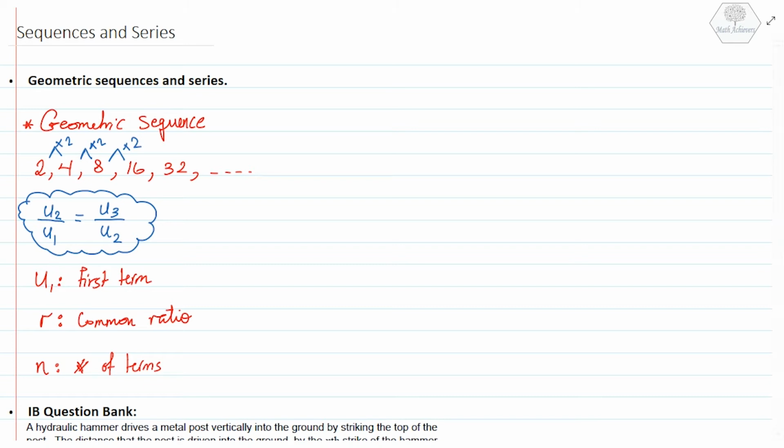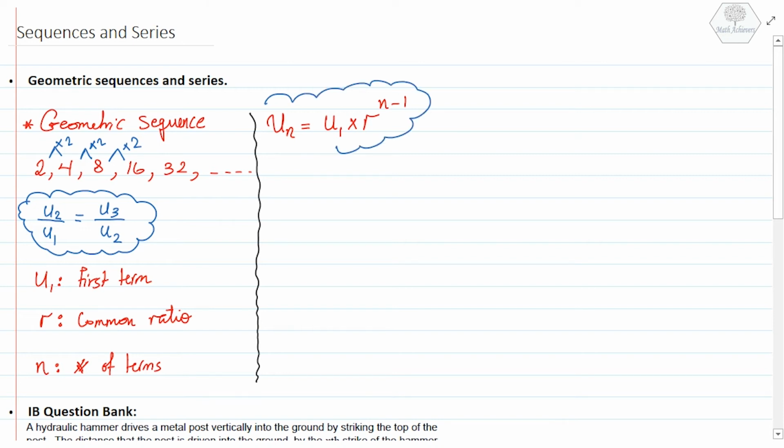Now, to find any term N in a geometric sequence, we use Un is equal to U1 times R, which is the common ratio, to the power of N minus 1. This is to find any term N in a geometric sequence.